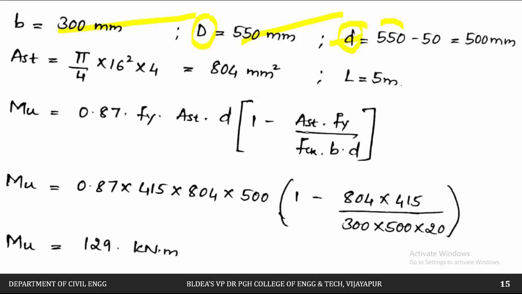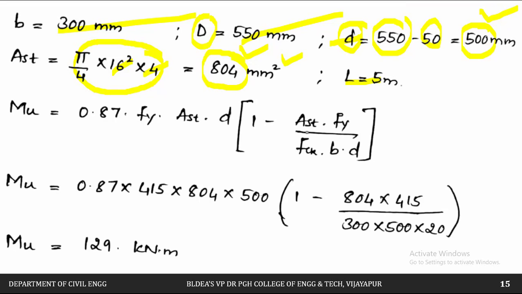So overall depth minus effective cover gives the effective depth. Therefore 550 minus 50, that is equal to 500 mm. Next, they have given 4 bars of 16 mm dia. If you calculate the area of steel, that is pi by 4 into d square multiplied by 4, you will get the answer as 804 mm square.